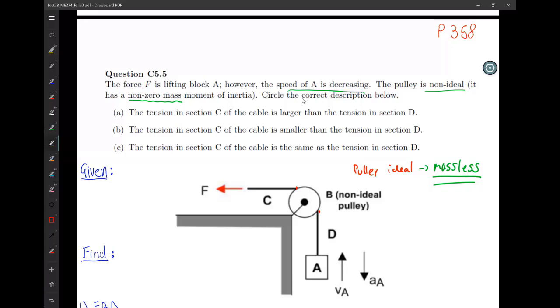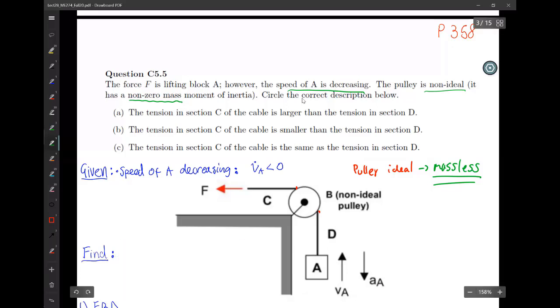Okay, who wants to wager that tension is greater in C than in D? Okay, we don't have time for wagers, but let's see if you guys are correct. So we have that the acceleration of A is negative.